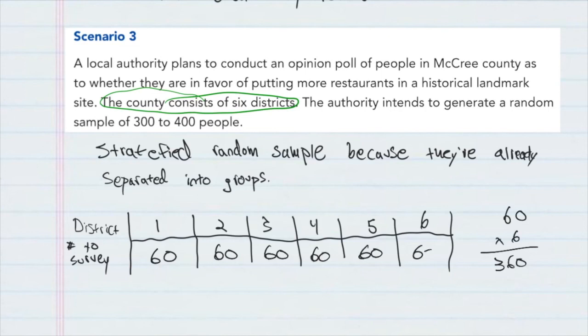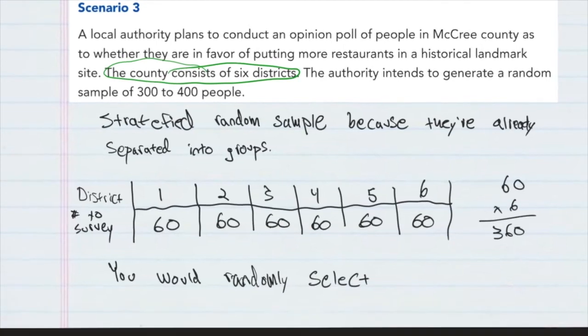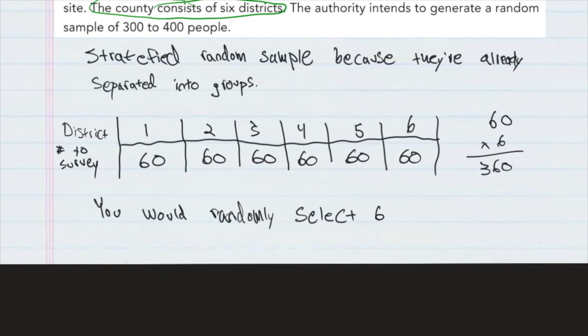Okay, so you would randomly select 60 people from each group, or from each district.